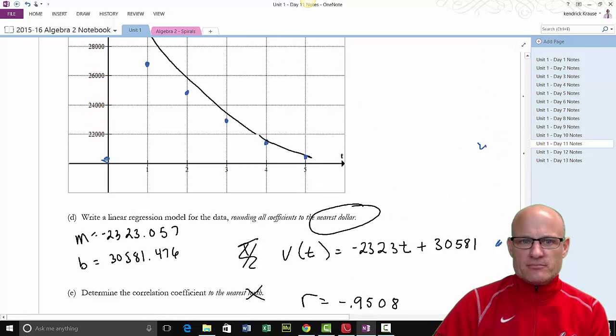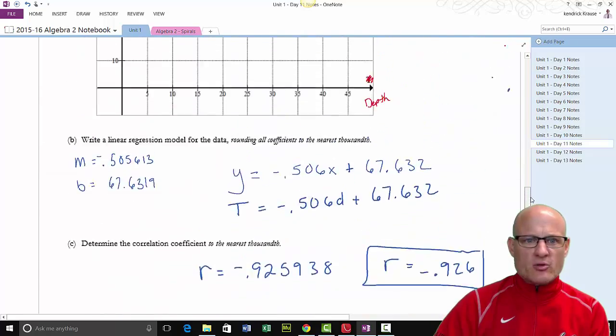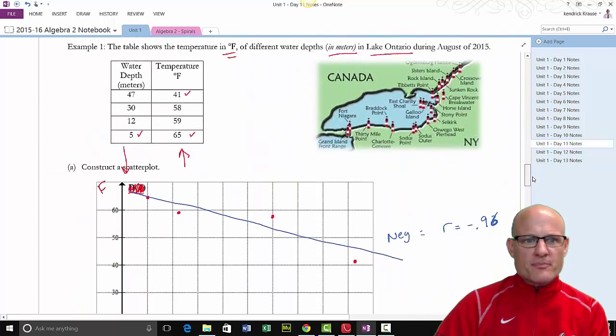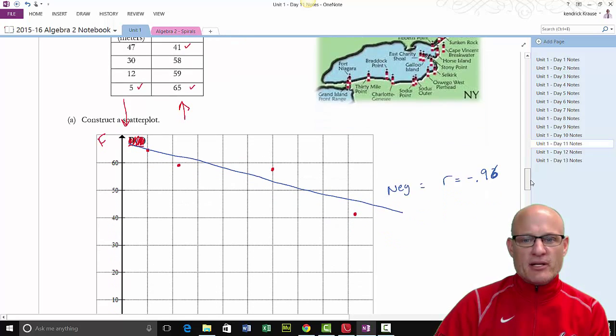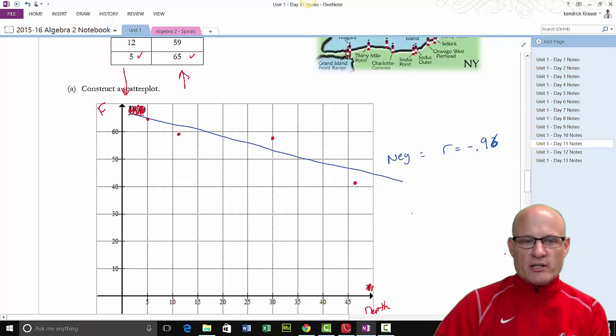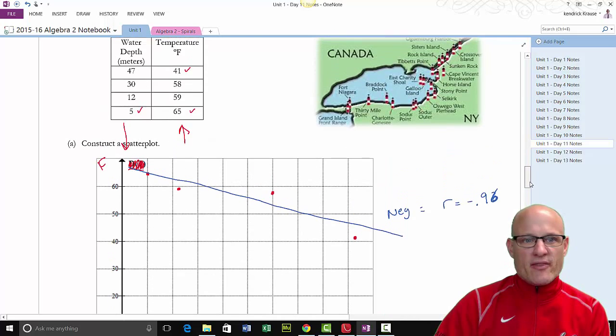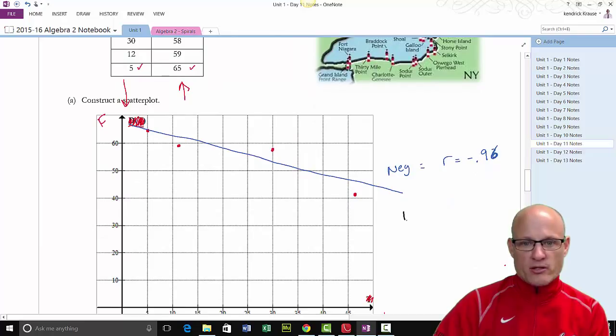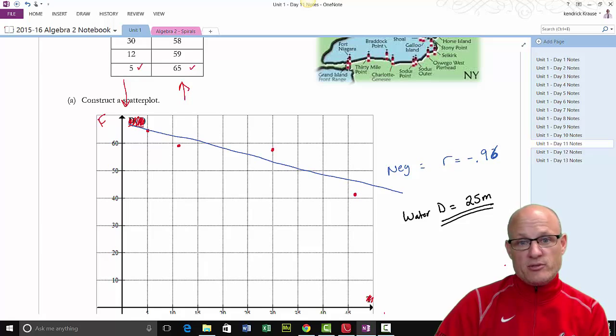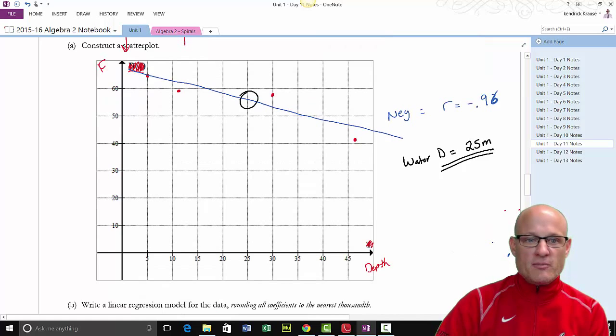I want to add a couple things, though. We're going to go back and look at these equations because we need to do a little bit more with this. I'm going to ask a couple of questions. One of my questions is going to be, what would the temperature be if the water depth is equal to 25 meters? Well, what would I do? I'm giving you the water depth of 25 meters. I can come over to my graph and take a look. Here's 25 meters. This is about where it should be, somewhere between 50 and 60.